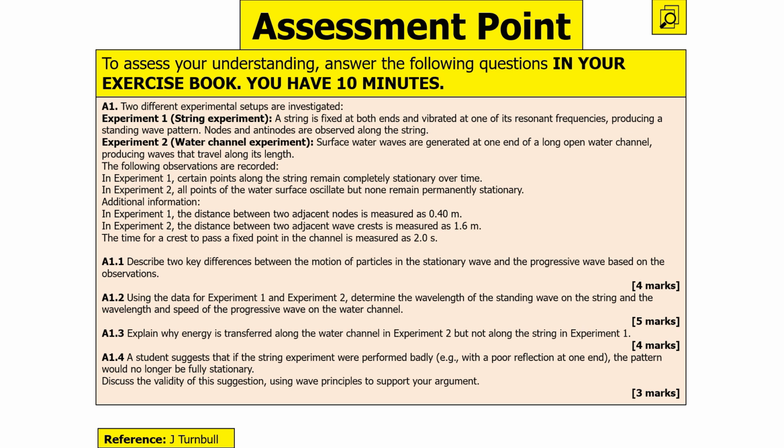Describe two key differences between the motion of the particles in the stationary wave and the progressive wave based on observations. Using the data for experiment 1 and experiment 2, determine the wavelength of the standing wave on the string and the wavelength and the speed of the progressive wave on the water channel. Explain why the energy is transferred along the water channel in experiment 2 but not on the string in experiment 1. And a student suggests that if the string experiment was performed badly, the pattern would no longer be fully stationary. Discuss the validity of the suggestion and use the wave principles to support your argument.